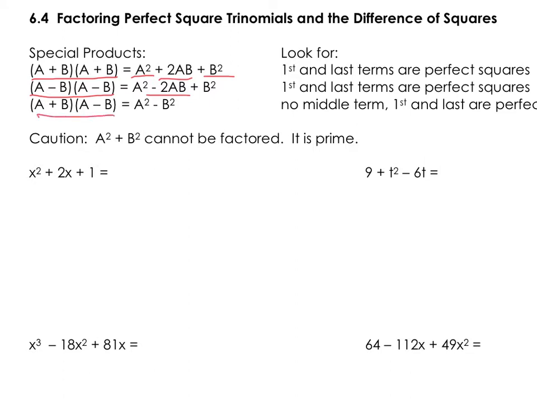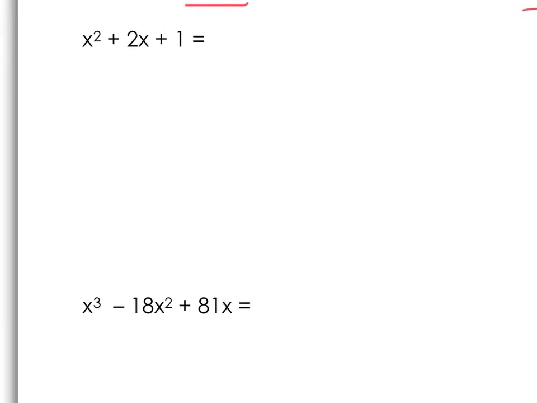Our last one is a difference of perfect squares, a plus b times a minus b. You can recognize this one because it will be the difference of perfect squares, a squared minus b squared. There is no middle term. If you have the difference of perfect squares and there is no middle term, you should think about, is this the special product of a plus b times a minus b equals a squared minus b squared. Be careful though, because a squared plus b squared cannot be factored. It is prime.